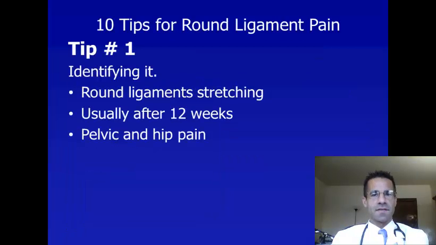Tip number 1 is to be able to identify round ligament pain. The round ligaments are a natural part of your body. They support the uterus. The uterus is where your baby grows during pregnancy. They're like rubber bands, and they stretch throughout your pregnancy. They can often cause pain, either sharp or dull, as your baby gets bigger. Usually this pain starts after 12 weeks, after your first trimester. And the location of the pain is usually on your hips and going down to your groin area.